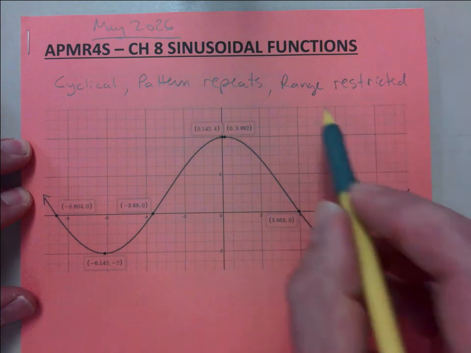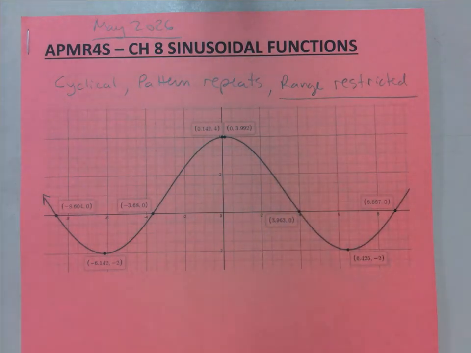And it doesn't have to be a word problem for the range to be restricted. It's restricted no matter what, okay? Just like a quadratic function, a parabola, is restricted in the range, right? It doesn't go negative infinity to positive infinity. It's restricted. So a sinusoidal function is also restricted.